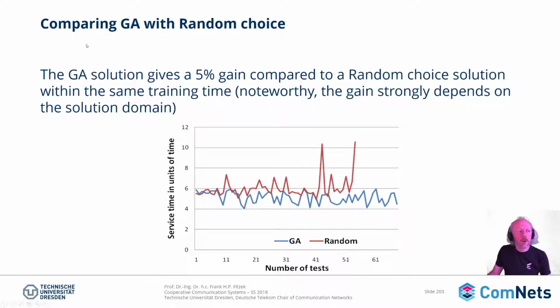So we said, okay, is GA really good? If you compare it to a random approach, and we give both approaches the same time to do tests, you see here that the GA would do around 70 tests, while the random one would only take 55 tests, and this is the same time because the random approach will always take more, while the genetic algorithm is improving over time. And this gives you a 5% gain, right? But this is not really what we are looking at.